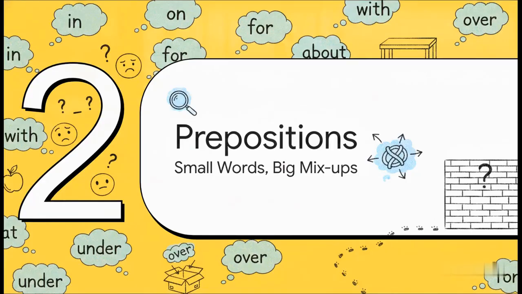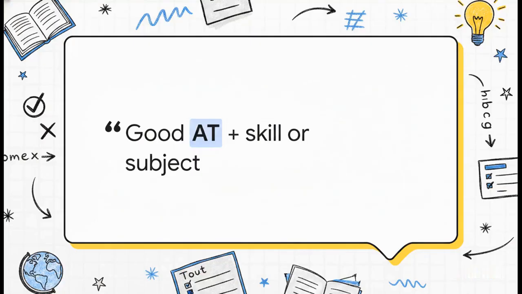Moving right along to section 2, mastering pesky English prepositions. Small words, big confusion. You know, prepositions are the smallest words in the English language, but they cause the absolute biggest headaches. Why? Because there are just very few solid rules. Learning them phrase by phrase is completely normal.